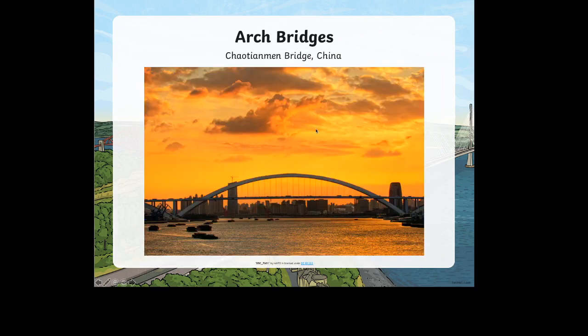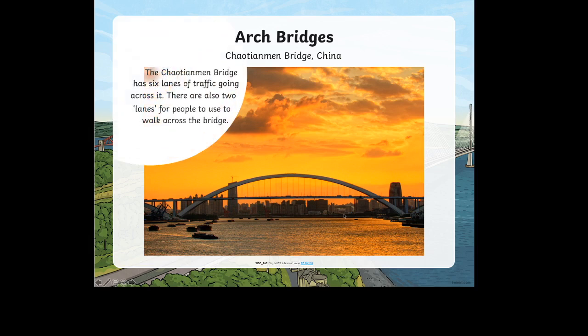You've got the Chaotianmen Bridge in China. Again, another arch bridge, but again, a fairly new bridge, so it's made mostly of steel. The Chaotianmen Bridge has 6 lanes of traffic going across it. There are also 2 lanes for people to use to walk across the bridge.